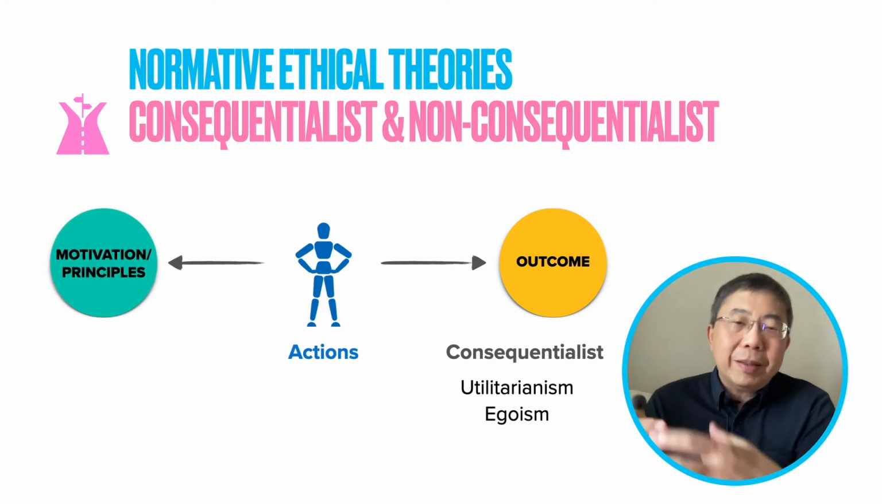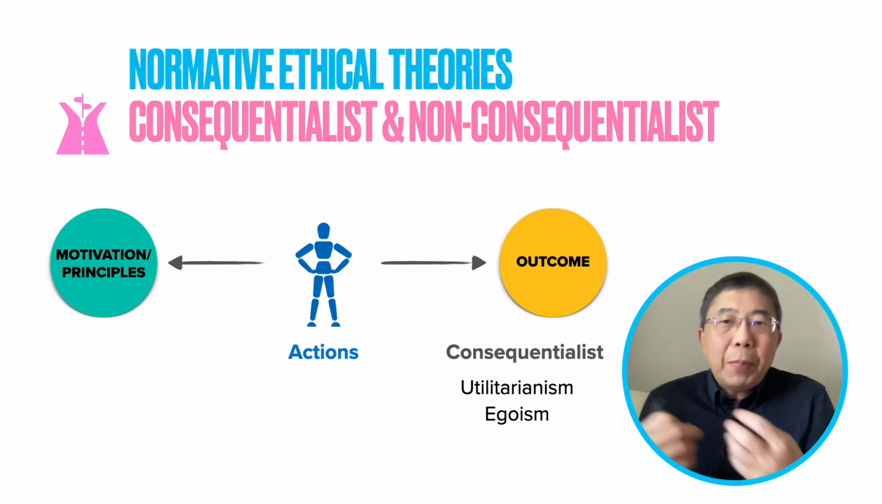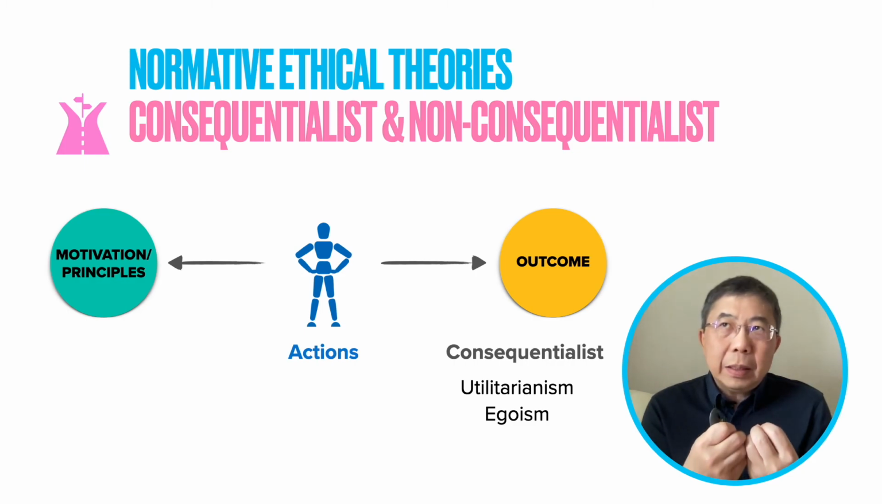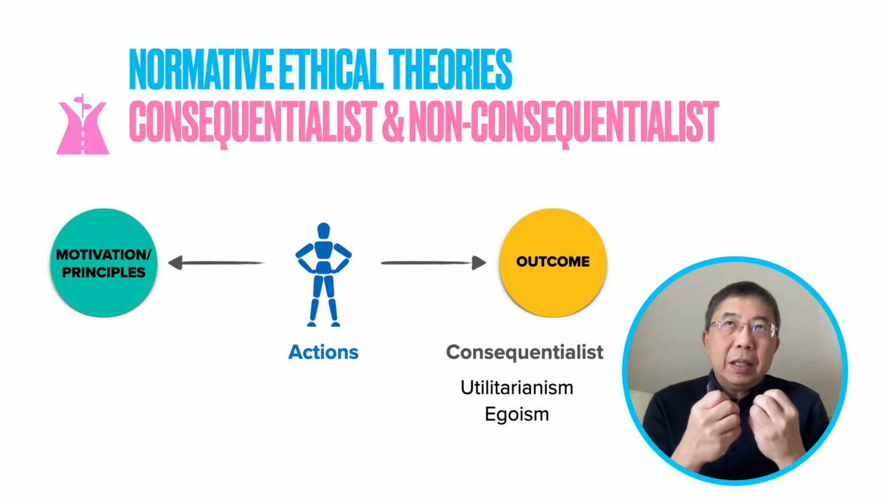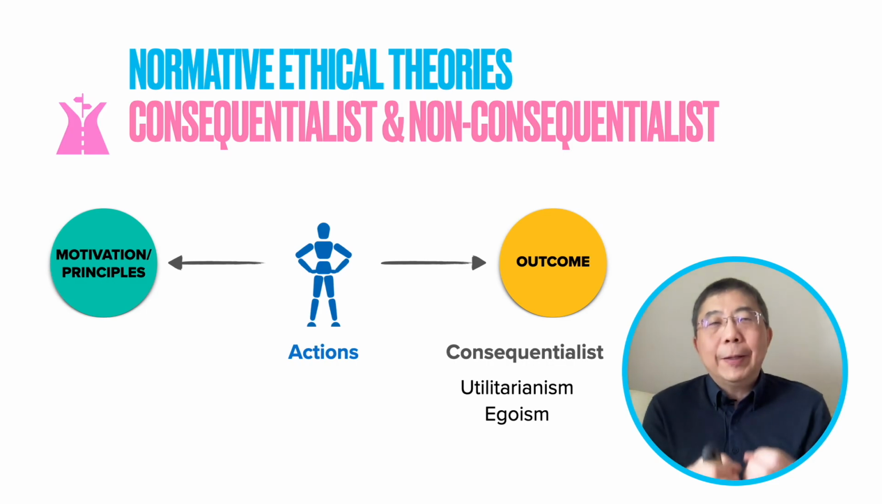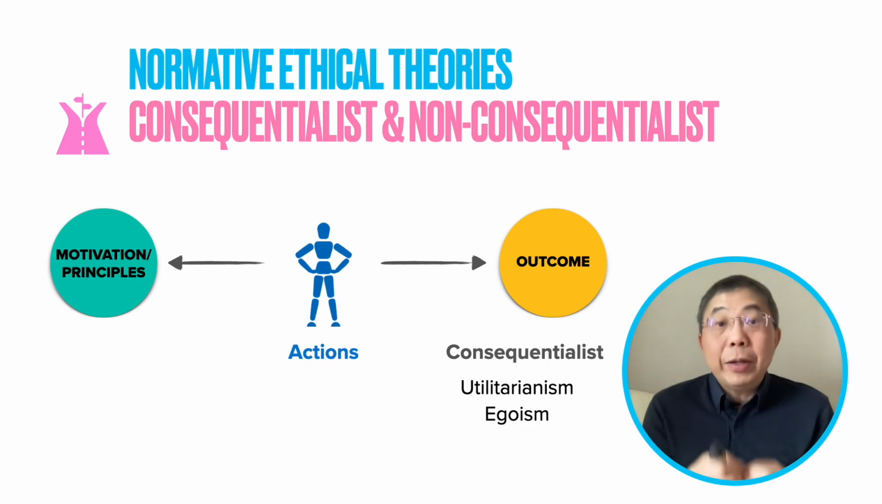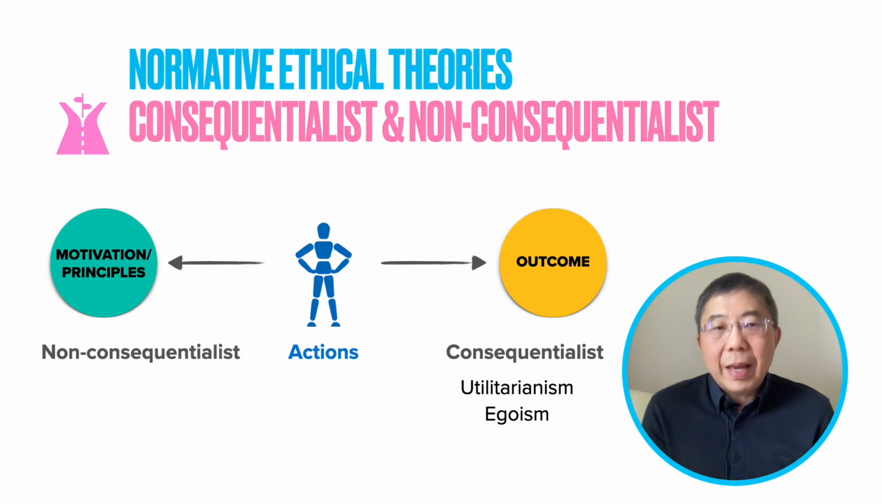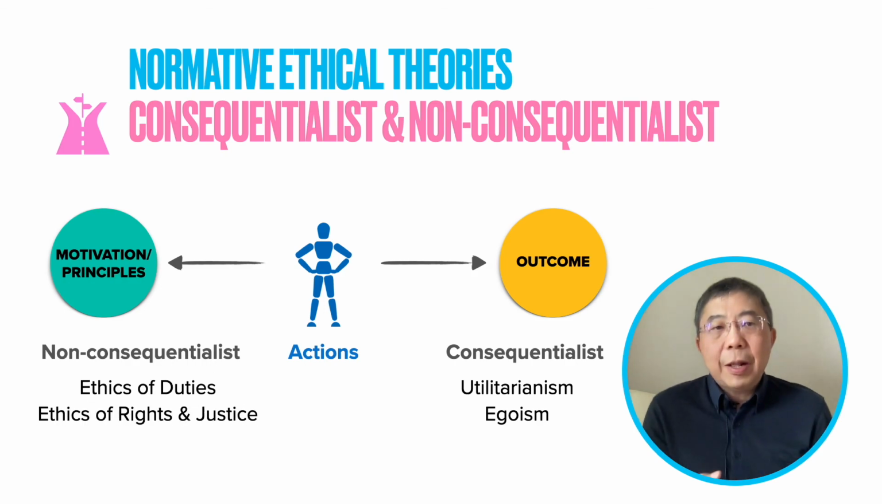On the flip side are those ethical theories that don't look at the consequence of our actions, but look at the action itself and ask what is the motivation, what is the intention of that action, and that will tell us whether that action is right or wrong. All right, and this group of normative ethical theories is what we call non-consequentialist. Examples of non-consequentialist theories that we will be looking at are ethics of duties and ethics of rights and justice.